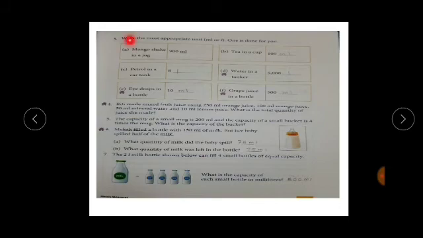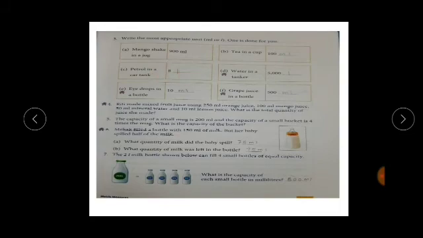Next one. Write the most appropriate unit, milliliter or liter. One is done for you. Mango shake in a jug, 900 milliliter. Tea in a cup, liter or milliliter? It's milliliter. Petrol in a car tank, 8.